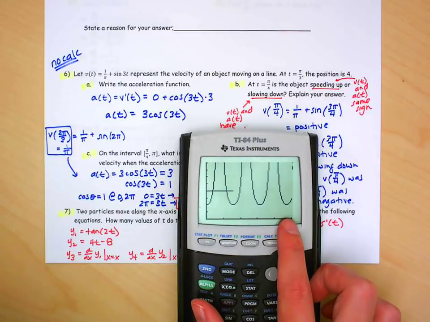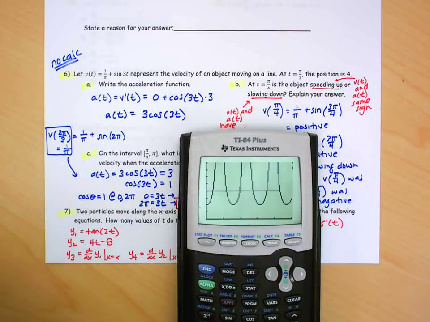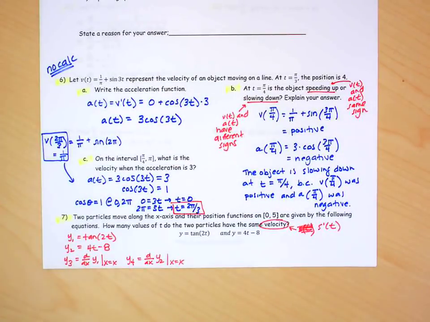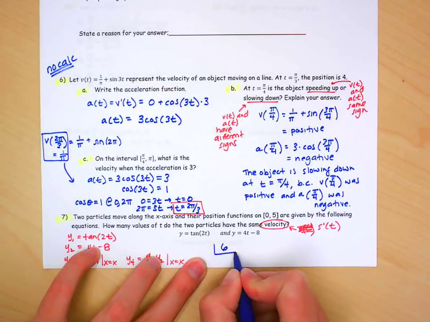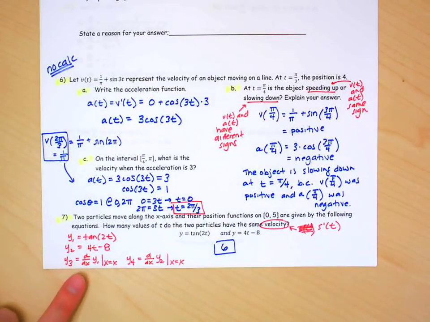One, 2, 3, 4, 5, 6. So making that screen smaller made that really clear, so I have a total of 6 intersection points. This one's a little harder to show work on, but one great way to do that is just to show what you put into the calculator. Okay?